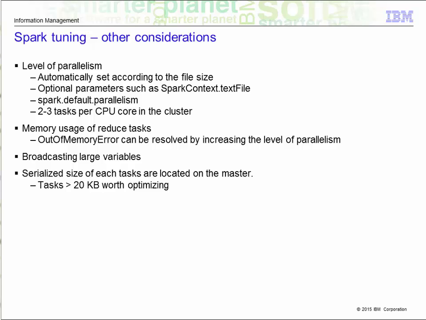Spark prints the serialized size of each task on the master. Check that out to examine if the tasks are too large. If you see some task larger than 20 kilobytes, it is worth taking a look to see if you can optimize it further, such as creating a broadcast variable.